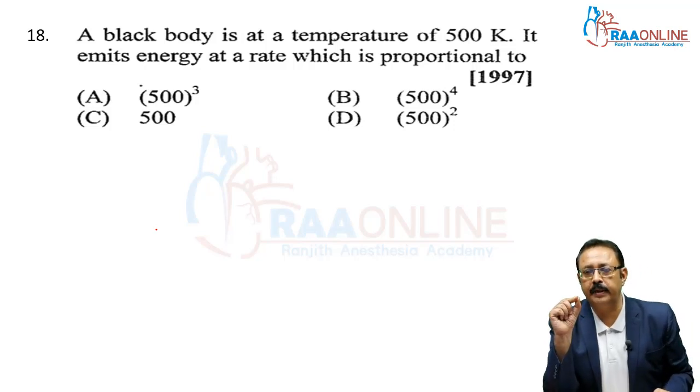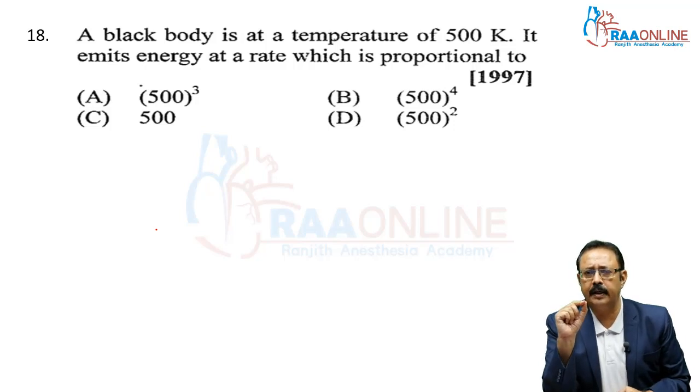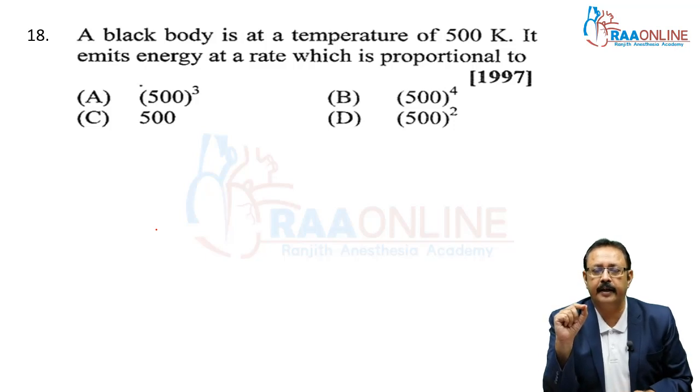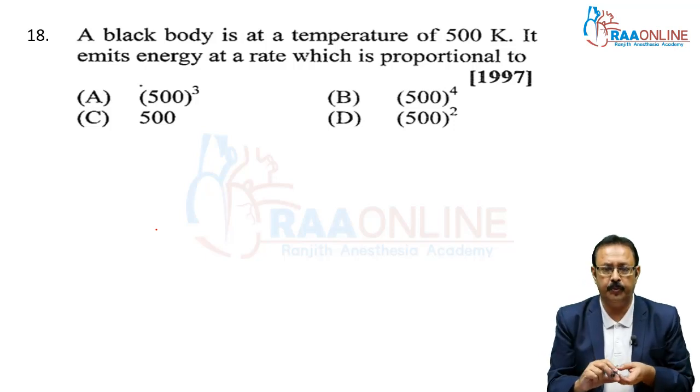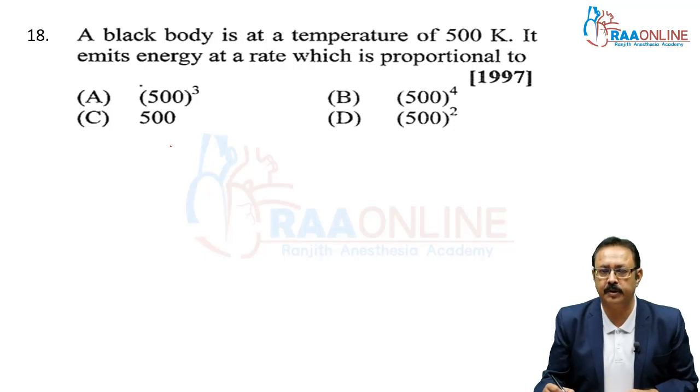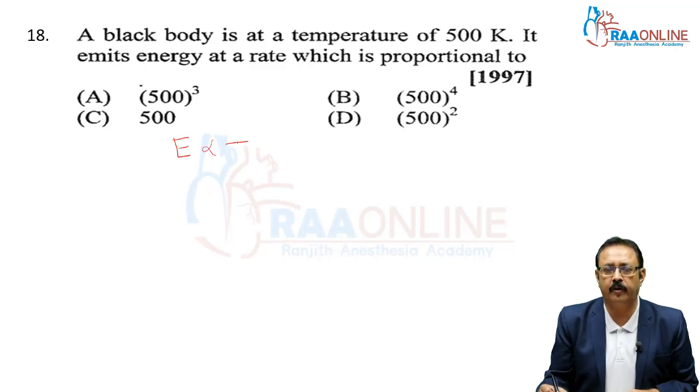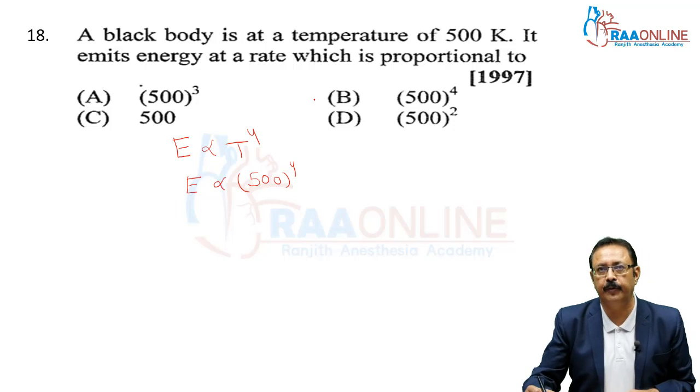Next, it is from 1997 AIPMT. A black body is at a temperature of 500 Kelvin. It emits energy at a rate which should be proportional to, clearly again a problem from Stefan's law. Radiations are proportional to the fourth power of absolute temperature. Temperature is given in Kelvin only, so we can take this value 500. So it should be proportional to 400 raised to the power 4. So we are going with option B.